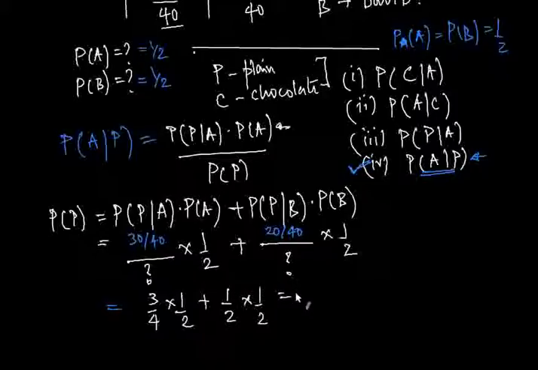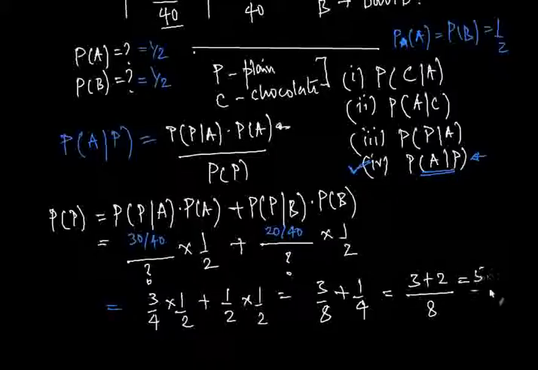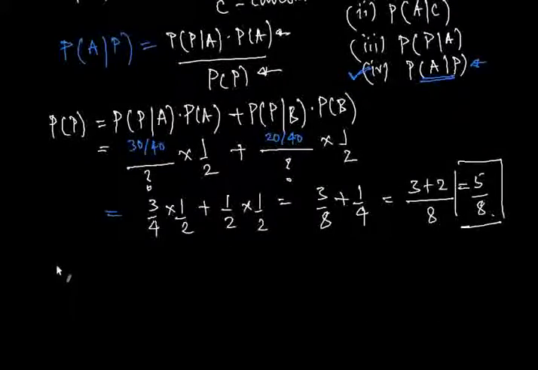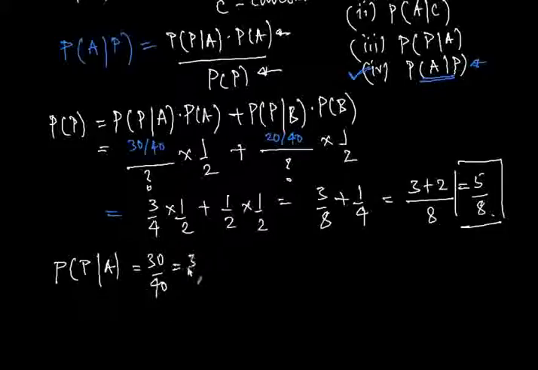Which I can simplify to, well actually let's just forget about it. So this is 3 by 8 plus 1 by 4, which turns out to be 3 plus 2 over 8. So this turns out to be 5 by 8. So the probability of drawing a plain cookie is 5 by 8. So we've got the denominator over here. Now all that we are left with is finding out what the probability of drawing a plain cookie given A is. Well, you'd already given the answer to that. That is simply 30 by 40, which is equal to 3 by 4.